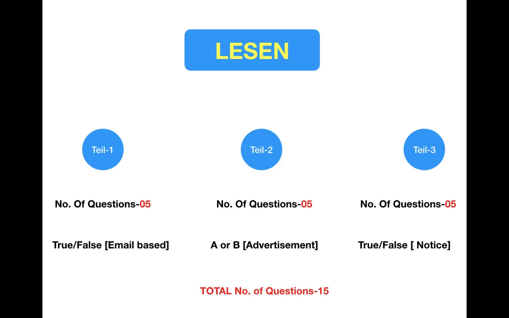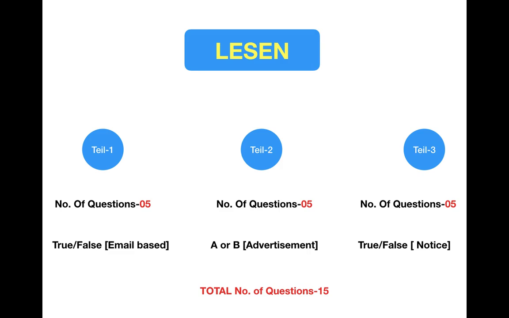Next is Teil 2, part 2 of this reading section. Again, the number of questions is 5, and here you will get an advertisement. You need to read the advertisement and then select which statement is correct, A or B, which statement matches correctly to the advertisement. So it is purely based on the advertisement.